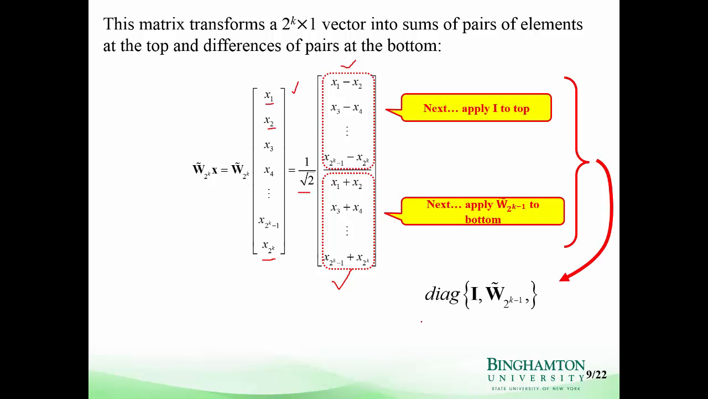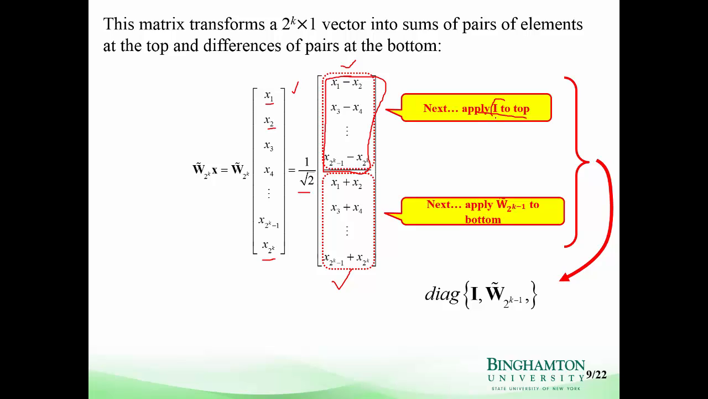And so here's what we're going to do. The stuff on the top we want to leave alone. The stuff on the bottom we want to do the same thing to that we just did to the whole vector, or at least a similar thing. So if we think about this as a half the size vector of what we started off with, we'll take that top half and just apply an identity matrix to it that is half the size.